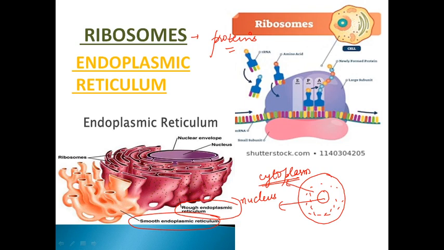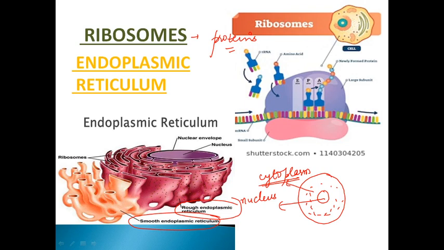Whereas the smooth endoplasmic reticulum has three functions. One, it synthesizes steroid hormones and other lipids. Second, it connects the rough endoplasmic reticulum. The rough endoplasmic reticulum synthesizes proteins and is attached to the ribosomes. The smooth endoplasmic reticulum assists in the synthesis of hormones and lipids. So like the rough endoplasmic reticulum synthesizes proteins, the smooth endoplasmic reticulum synthesizes lipids.